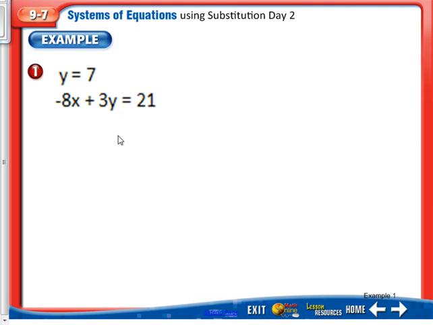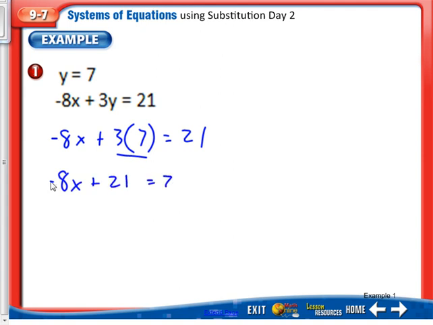So, for example, this one here, y is already solved for. It says y equals 7. So just take this value and plug it in for this y. So I'm going to go negative 8x plus 3. Now I'm going to plug it in, in parentheses, 7, equals 21. Now follow order of operations here. We'll do negative 8x plus 21 equals 21.